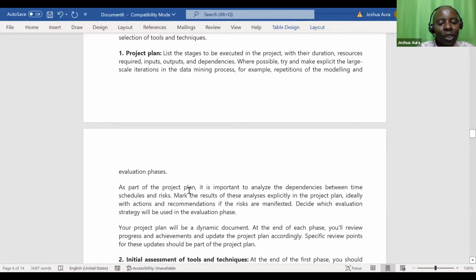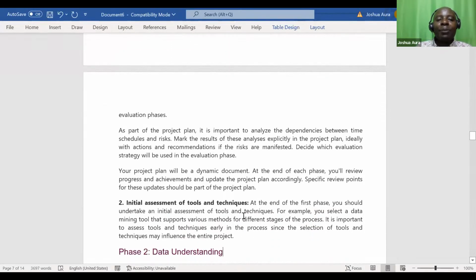As part of the project plan, it's important to analyze the dependencies between time schedules and risks. Mark the results of this analysis explicitly in the project plan, ideally with the actions and recommendations if the risks are manifested. Decide which evaluation strategy will be used in the evaluation phase. Your project plan will be a dynamic document. Of course, project plans change. At the end of each phase, you will review progress and achievements and update the project plan.